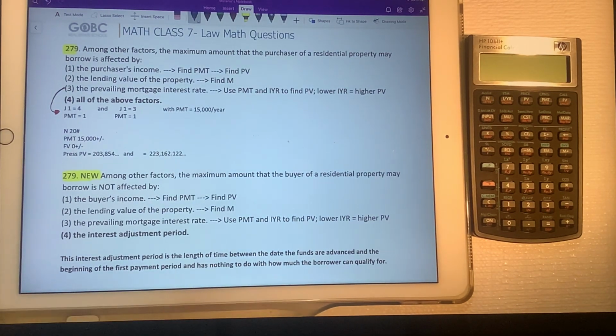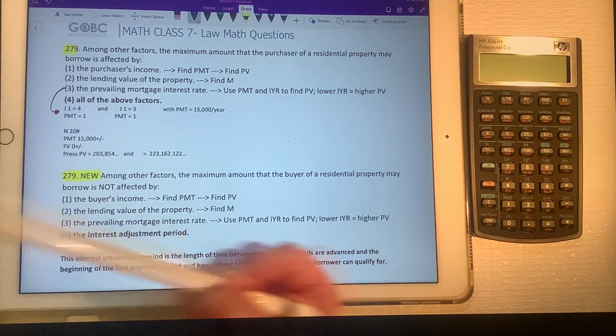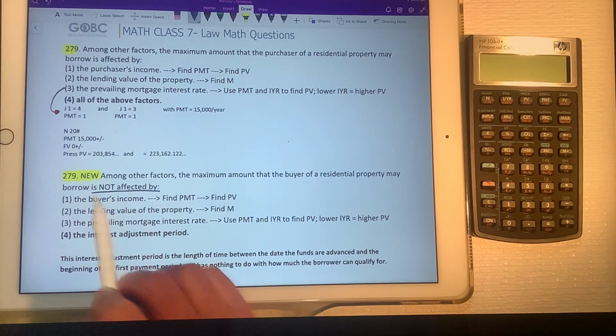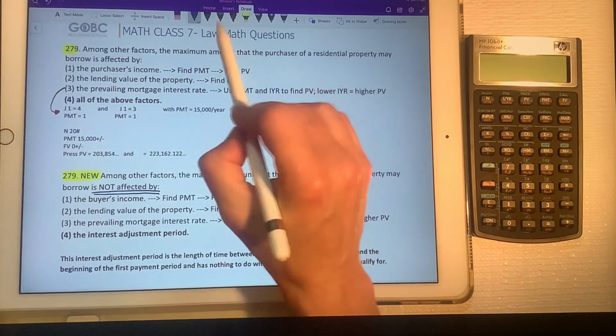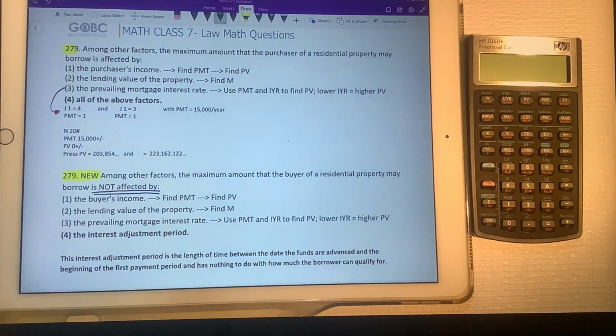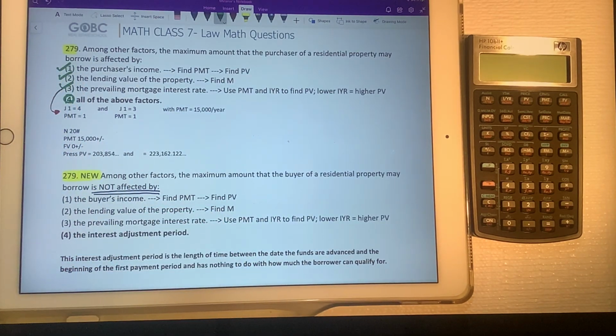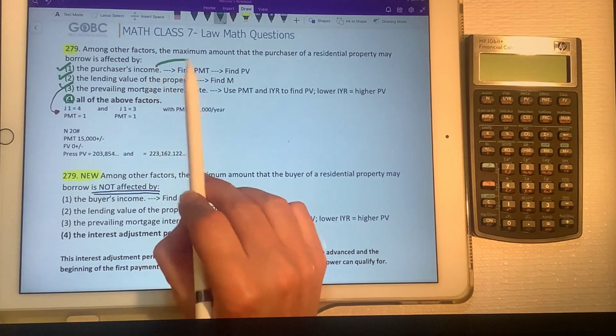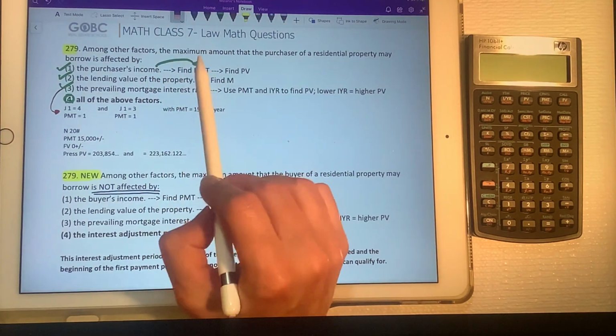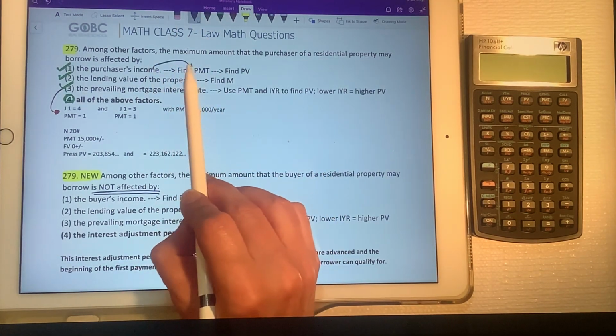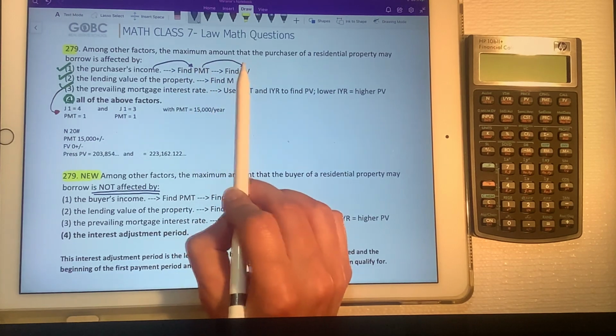So 279 says, among other factors, the maximum amount that the purchaser of a residential property may borrow is affected by what? And then in 279 new, they changed that to is not affected by. So in the first version of this question, all of the above is the correct answer because the lender is going to look at the purchaser's income, right? And what do we do with that? We use it to find the payment, right? And then once we found that payment, then we use that payment to find our PV.